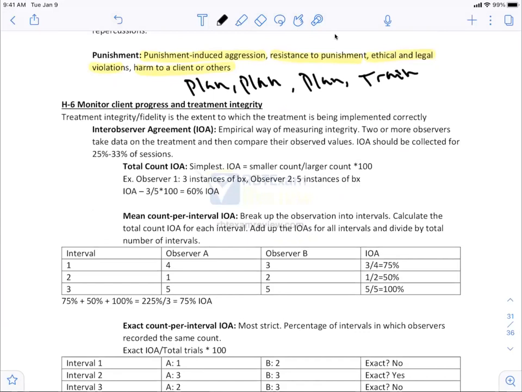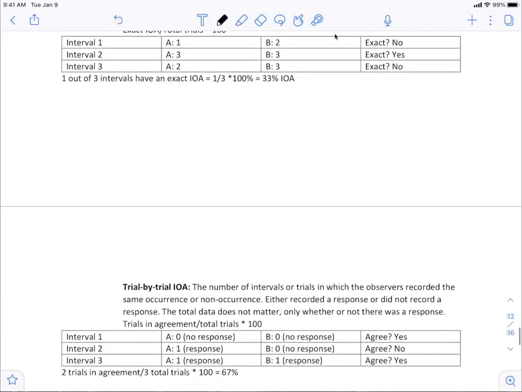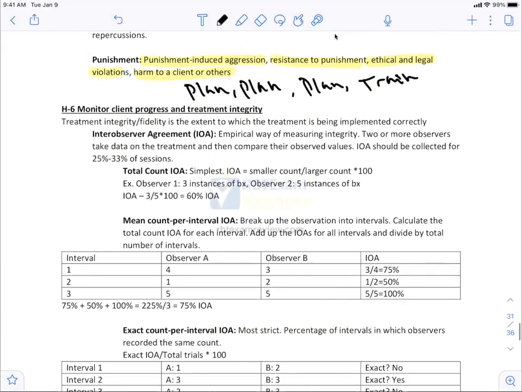IOA, everybody's favorite. Not really. Everybody's so scared of IOA. You don't need to be. They might not even ask you IOA questions, but if they do, understand, I'm going to go over 4 basic ones. 4 IOAs that if you know, you're going to be able to answer them on the test.